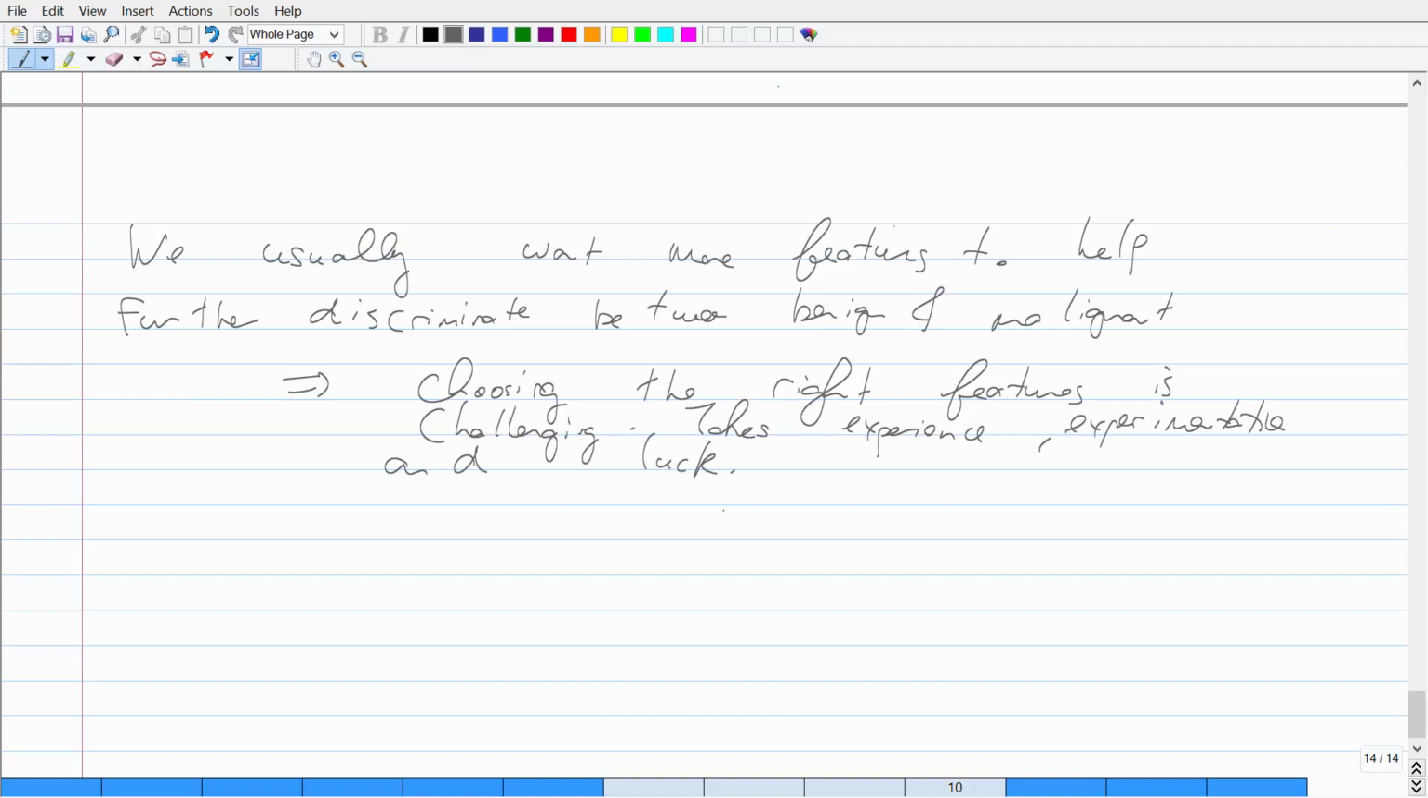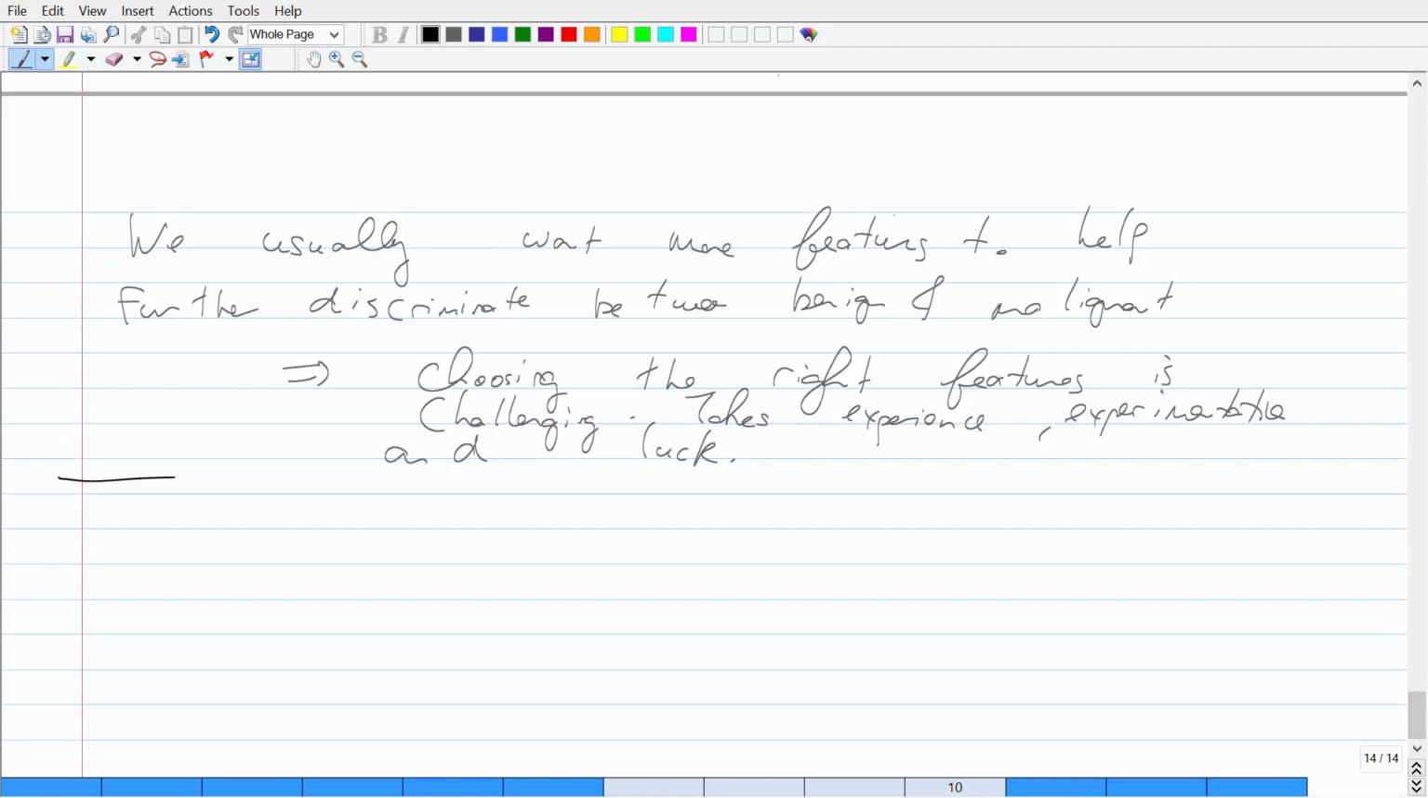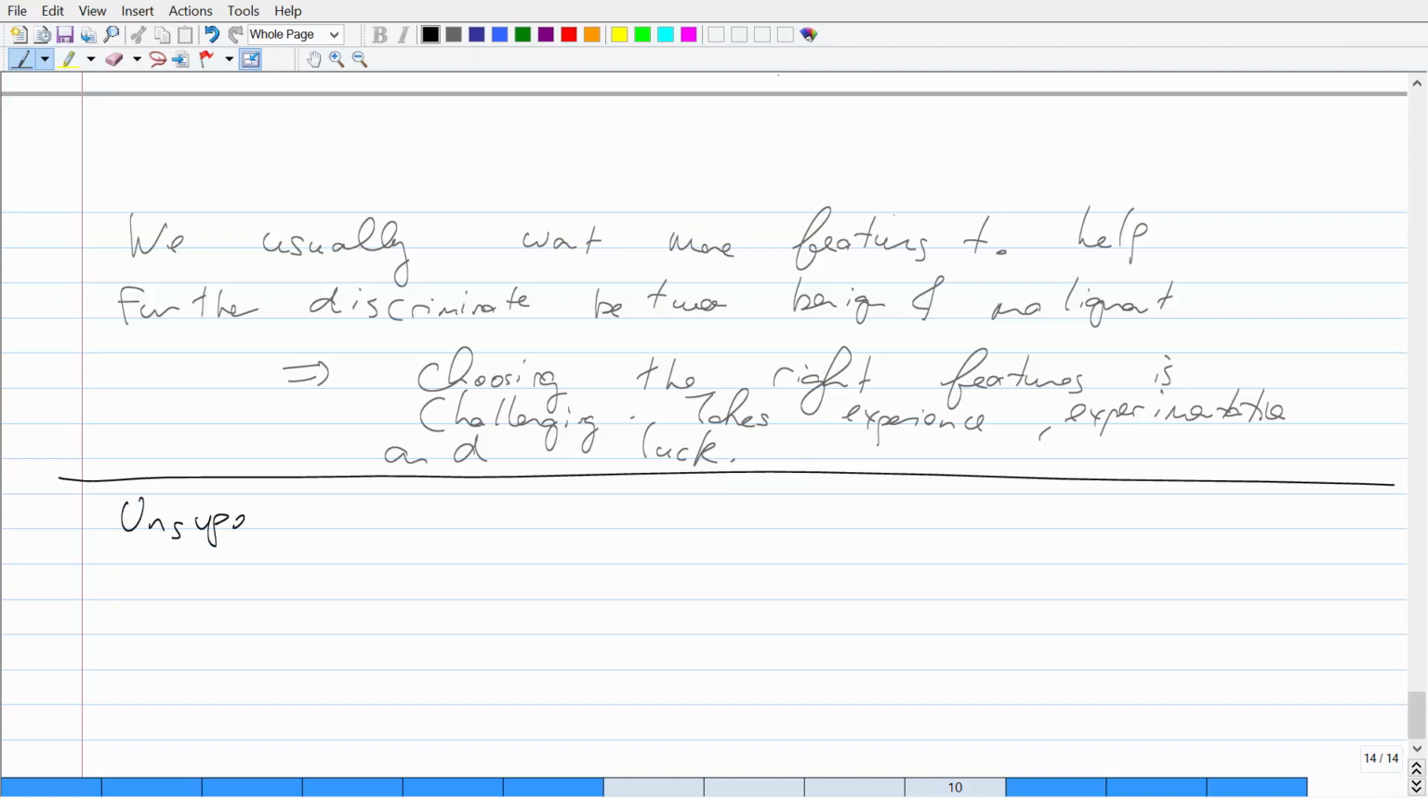All right? Okay, so that's all I got to say about supervised learning. It's a task that we can pretty much relate to. Now we're going to get on to the next category, which is unsupervised learning.